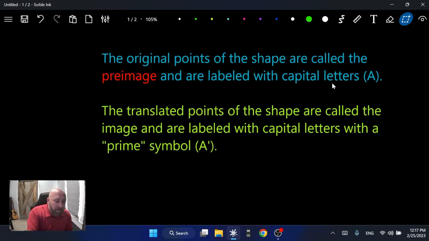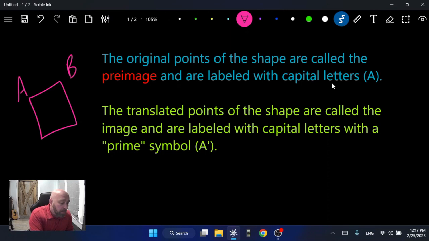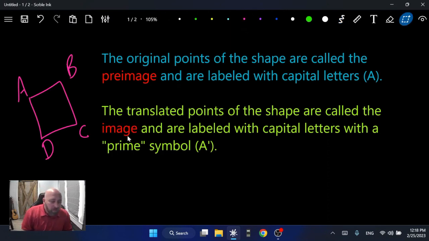The idea is kind of like if we have a box on the graph, we're going to have A, B, C, and D, for example. That's just going to be our capital letters, and that's going to tell us. So this would be the pre-image. Okay. Now, the next one, the translated points of the shape, when we move the shape, are called the image. Let me highlight that. So the image is labeled with the capital letters.